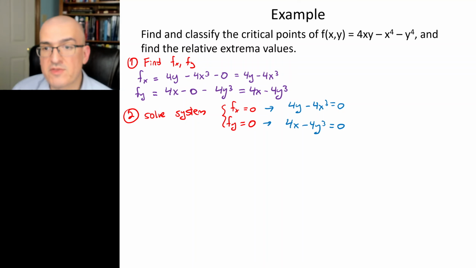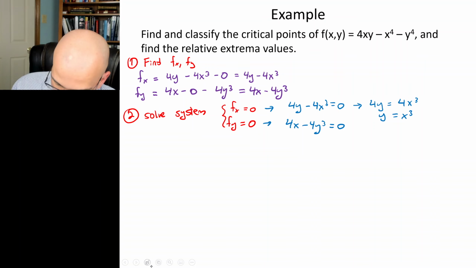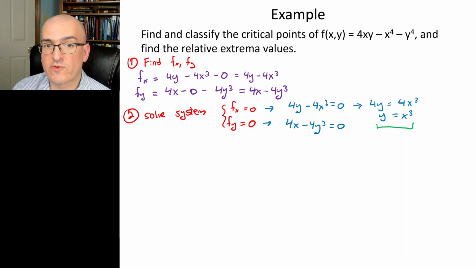I'm going to use the method of substitution to solve this system. And the first equation, I'm going to rearrange it. So 4y is equal to 4x cubed, adding 4x cubed to both sides, and then divide both sides by 4, so y is equal to x cubed. And then we're going to take this and substitute it in the second equation, just like we would for a linear system of equations, except it's not linear, but hey, sometimes you can use the same methods.